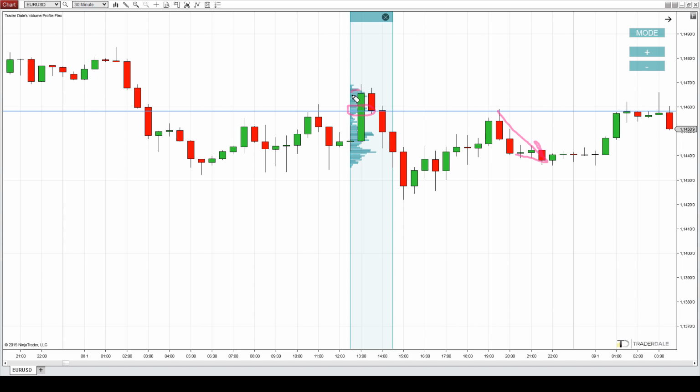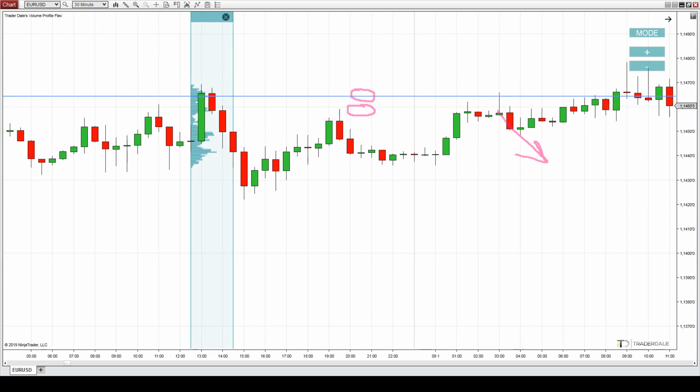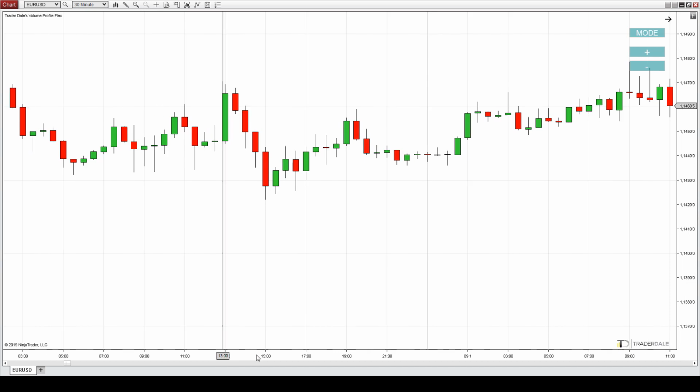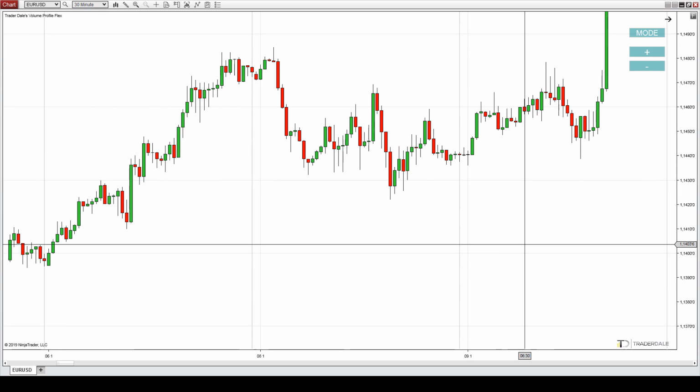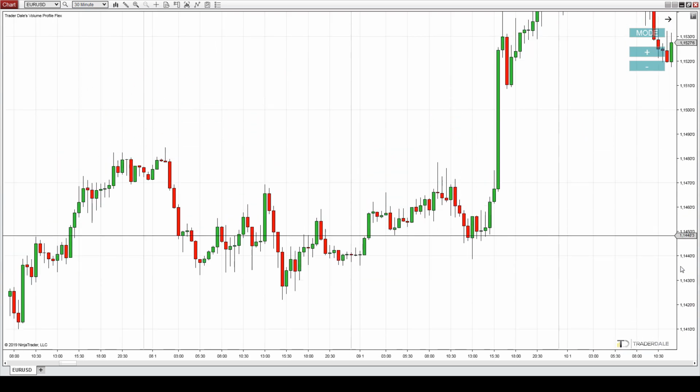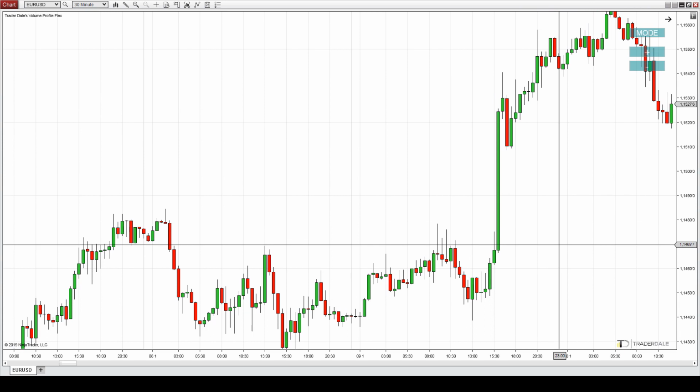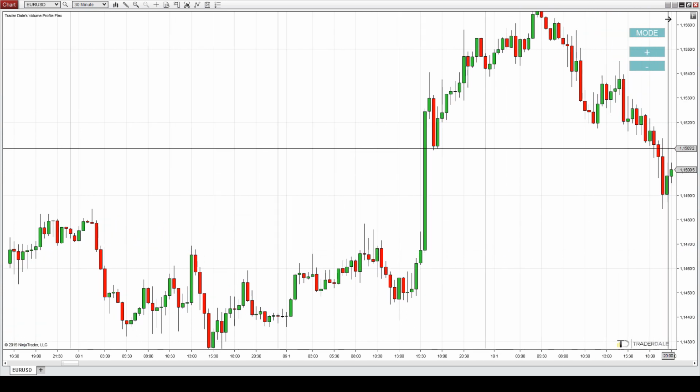By the way, there was also volume cluster in here a little bit higher. And this was the reaction to it. Also over 10 pip reaction, so this one would also be a winner. But in real trading I would have only taken this one, the lower one, the heaviest one. Alright? Now there really aren't any that significant rejections. So let's move forward a bit.